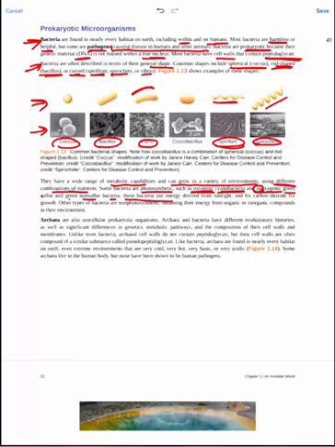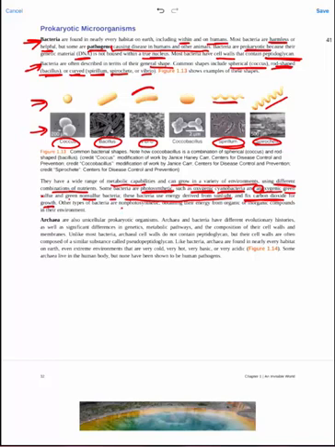So these bacteria use energy derived from sunlight. So that's the photosynthetic part. So if you remember back to general biology, photosynthesis is derived from sunlight, and then they fix carbon dioxide for growth.